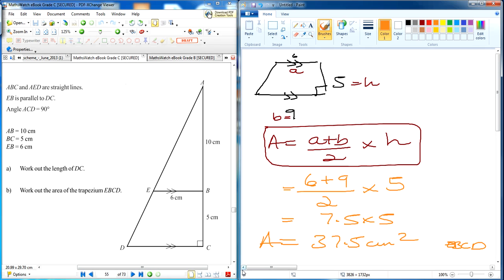Okay, are we happy with that now? So we had a little bit of an area question thrown in as well. So that was the context of the question. Are you happy and ready to move on? Good.